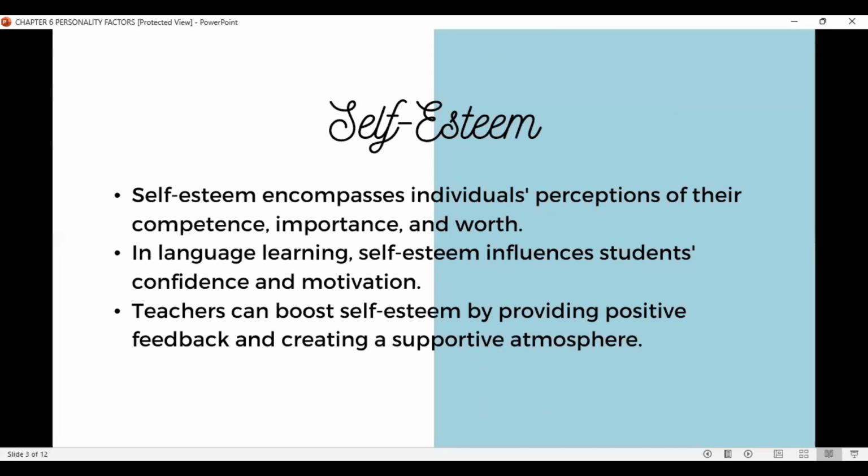First one, self-esteem. Self-esteem encompasses how individuals view themselves, including their sense of competence, importance, success, and worth. In language learning, self-esteem is crucial as it influences students' confidence in their language abilities. Teachers can boost students' self-esteem by providing positive feedback, constructive guidance, and creating a supportive classroom atmosphere.